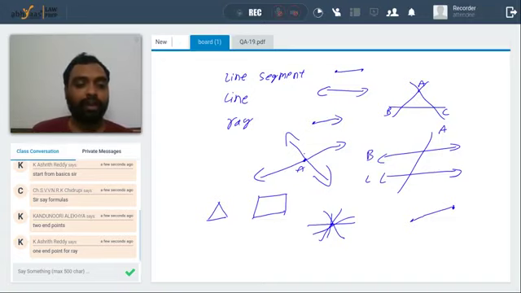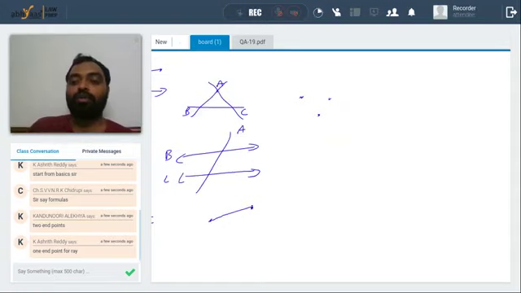Did you understand this one? Okay. You don't require three or four points. That is not necessary. Two points are enough to find a line. Clear? Same way, three points are enough to draw a circle.